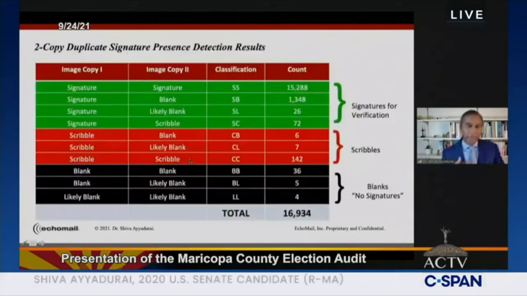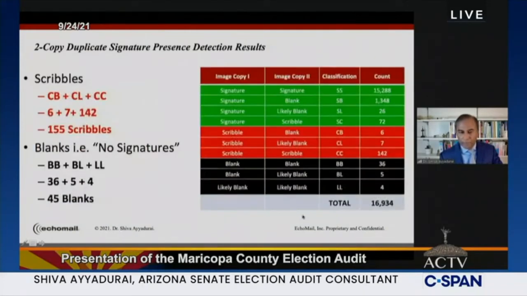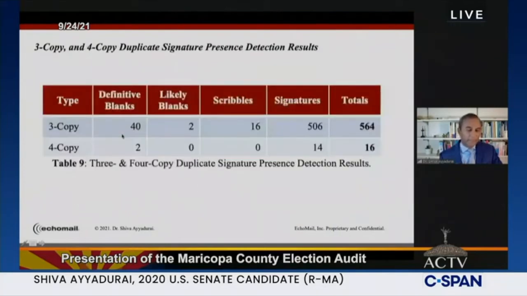All right, so that gives you an understanding of the flavor of the analysis we had to do of these 2-copy duplicates. And so on those 2 copies, we categorized the ones in green as signatures, the ones in red as scribbles, and the ones in black as blank. So again, you have for 2 copies, 16,934. And these are the counts on that. So you have 155 scribbles from the 2 copy, 45 blanks from the 2 copy. Interestingly enough, we also had 3 copy and 4 copy analysis to do. I'm not going to go into all the details of this, but there were also 3 copy and 4 copy duplicates. There were 2 sets of 3 copy which were blank.